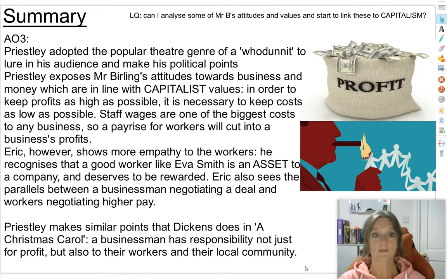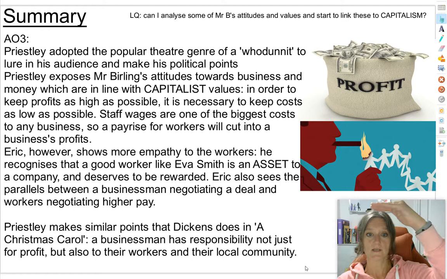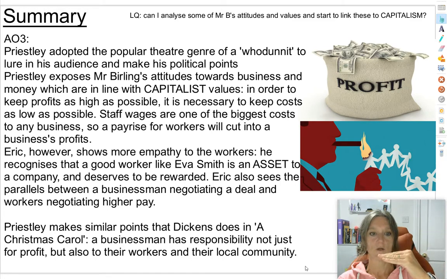Priestley exposes Mr Birling's attitudes towards business and money, which are in line with capitalist values. In order to keep profits as high as possible, it is necessary to keep costs as low as possible. Staff wages are one of the biggest costs to any business, so a pay rise for workers will cut into a business's profits. Eric, unlike Mr Birling, shows more empathy to the workers. He recognises that a good worker like Eva Smith is an asset to a company, and someone who's an asset to a company deserves to be rewarded.